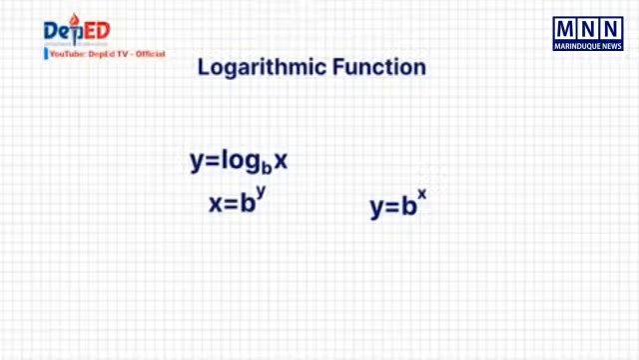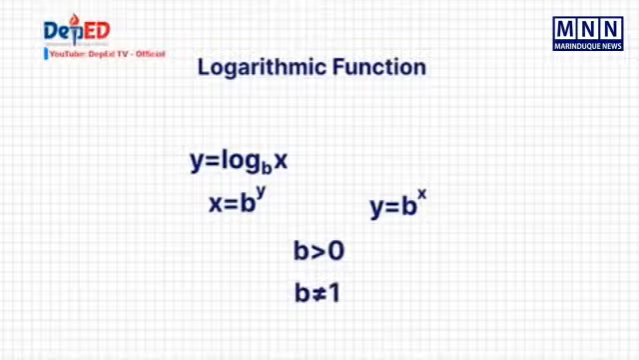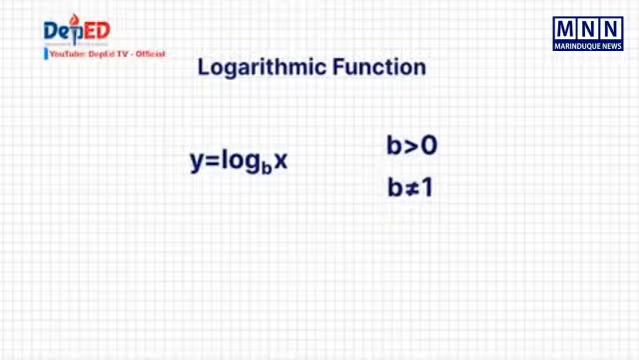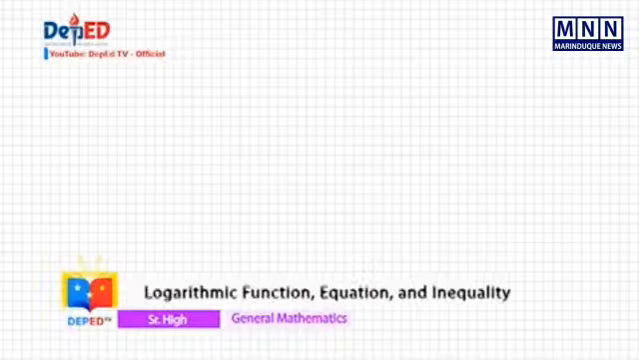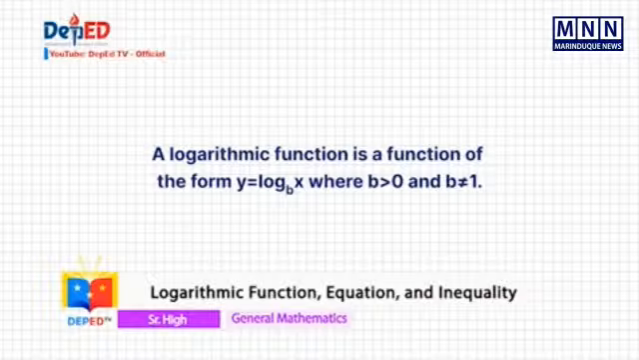Since we have a restriction that b should be greater than 0 and not equal to 1 in an exponential function, we also have the same restrictions for the base of the logarithmic function. Hence, a logarithmic function is a function of the form y equals the logarithm of x with the base b, where b is greater than 0 and not equal to 1.